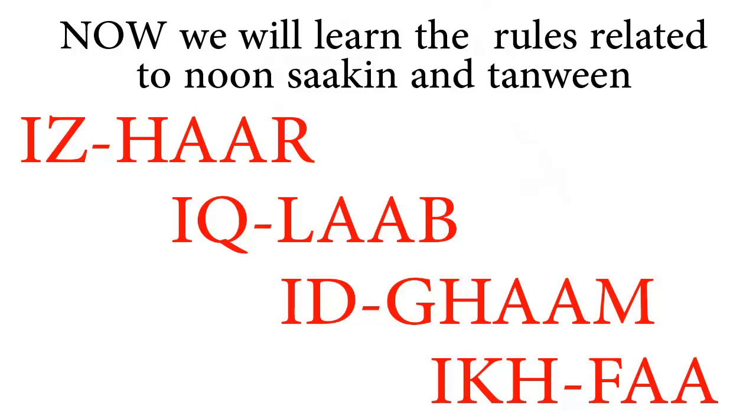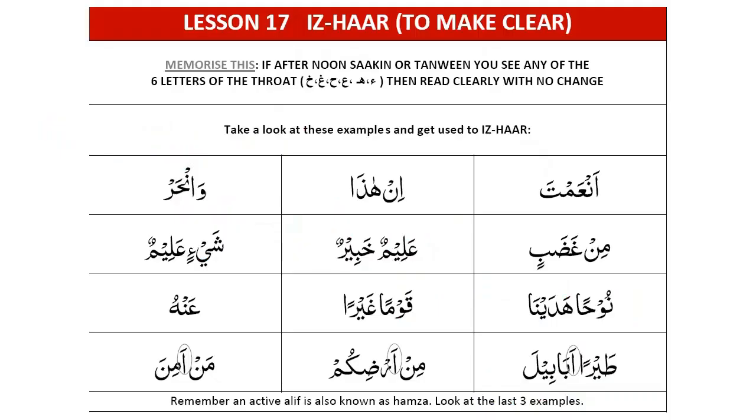So we're on lesson 17. We're studying Izhar, to make clear. Each one of these 4 rules I've put, memorize this, and that's exactly what I want you to memorize. So for this one, memorize: if after noon, sakin or tanween you see any of the 6 letters of the throat, hamza, ha, ain, ha, ghain, kha, then read clearly with no change.